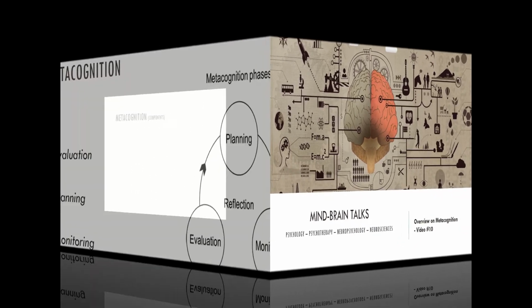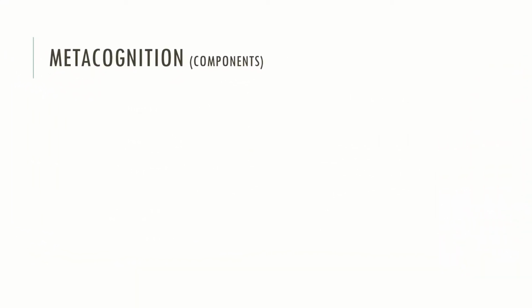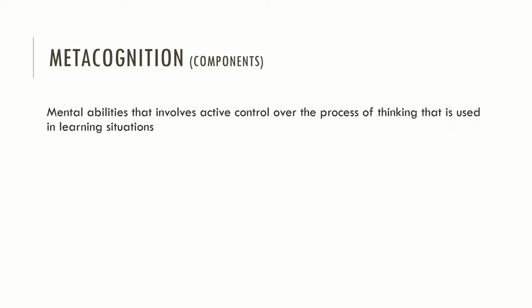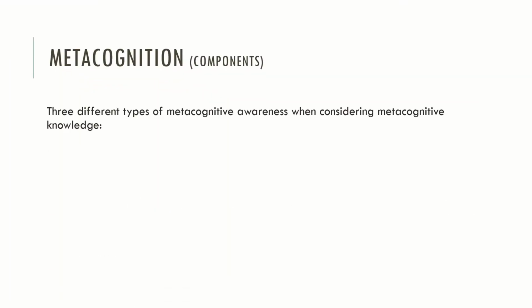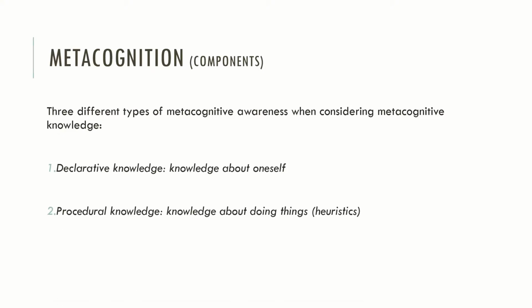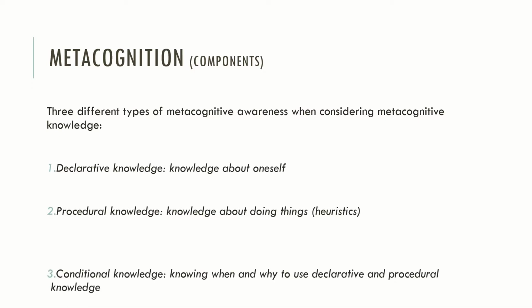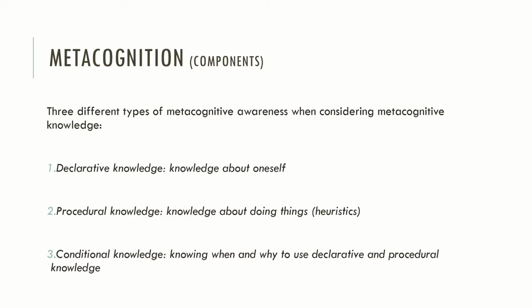We can also look at metacognition within these components: mental abilities that involve active control over the process of thinking that is used in learning situations, metacognitive knowledge, metacognitive regulation, and metacognitive experiences. There are three types of metacognitive awareness when considering metacognitive knowledge: declarative knowledge, which is knowledge about oneself, about ourselves; procedural knowledge, which is knowledge about how to do things, how we use our mental heuristics to behave in a given situation or to apply a given strategy to enhance cognitive learning or school contents, and so forth. And the third, conditional knowledge, knowing when and why to use declarative and procedural knowledge, again, to apply in the specific situation.